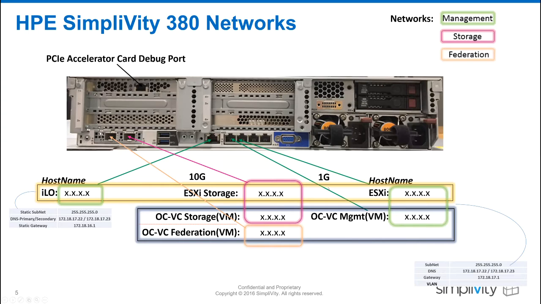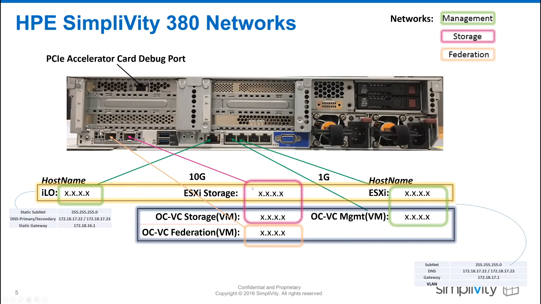The HPE Simplivity solution requires 3 networks to form the federation cluster. One is the management network, which you can see in green, where the ESXi host needs one IP address. Then each server will have one OmniStack virtual controller, which requires one management IP. And of course, if you want iDRAC or iLO support, you need one IP for that iLO too. So that is for management.